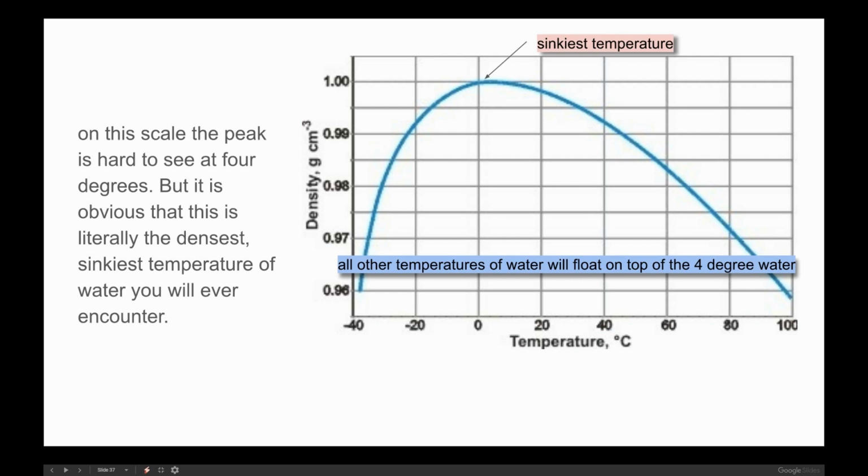Wait a moment! Water doesn't go down to minus 40! Yeah, it will under laboratory conditions. It's kind of a challenge among scientists. It's their version of caber tossing to see who can pick up and throw the heaviest intellectual weight around. And scientists have been able to keep water liquid all the way down to minus 40, and its density keeps on getting bigger again. So all other temperatures will float on top of 4-degree water.